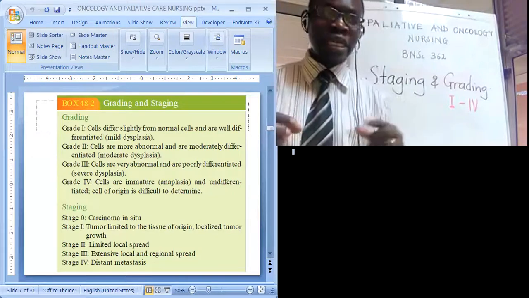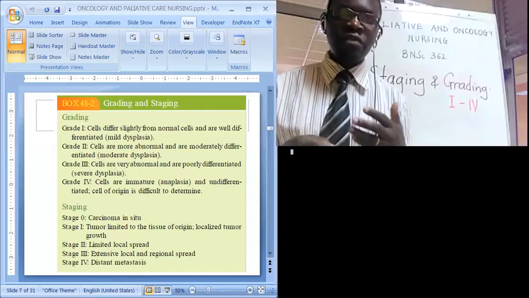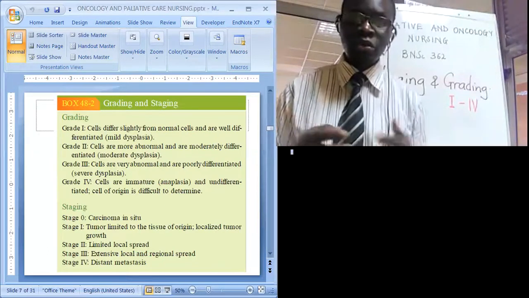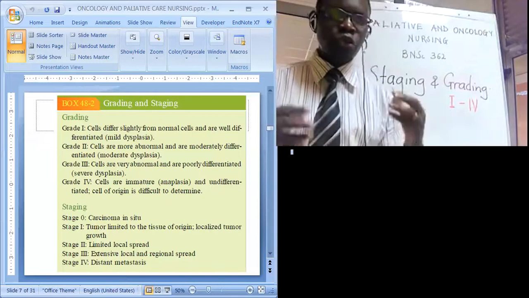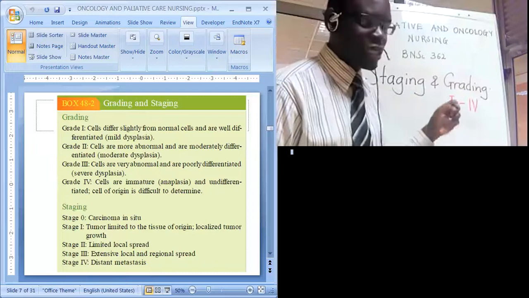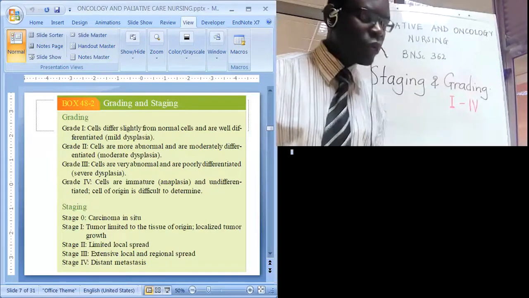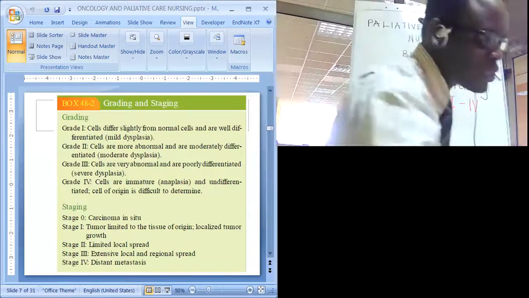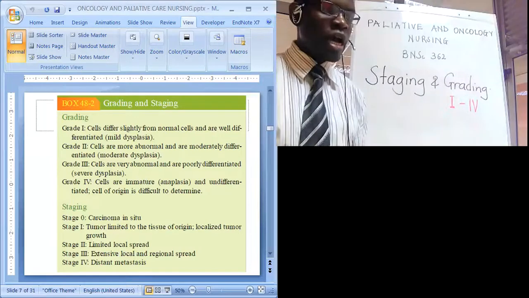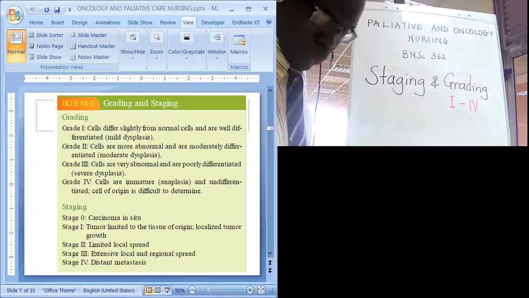As I told you, it is a specialty that you do after having obtained your bachelor's in medicine, what we call MBChB. You go for that specialty, and then you're able to do that. Now, grade 3, we have cells that are very abnormal and poorly differentiated, as you can see in the slide.